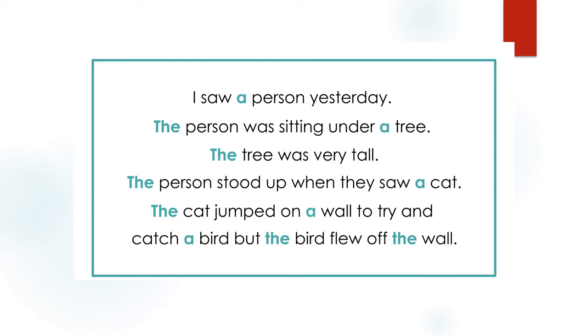And then we use a wall. We are introducing the noun there. And then in the last line, we use the wall. Look at the bird: a bird, but the bird flew off. The cat jumped on the wall to try and catch a bird, but the bird flew off the wall. Read this again if you have a bit of confusion, because you won't be able to understand it in one go. Again, I will tell you the rule here. We use a or an when we introduce the noun for the first time, and afterwards we use the. Clear?